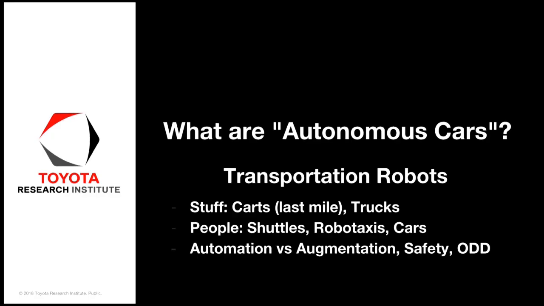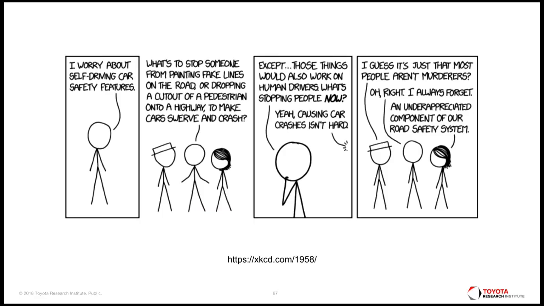All right, that was the last big part. The other two are really short. That part was important: what are autonomous cars? They're transportation robots that can transport stuff, like carts, like last mile delivery, or trucks. People: shuttles today, robotaxis tomorrow, and cars a little bit in the future and incrementally. And I really want to stress that automation versus augmentation, safety, and the operational design domains are all concepts.